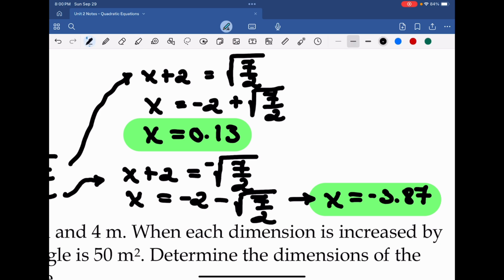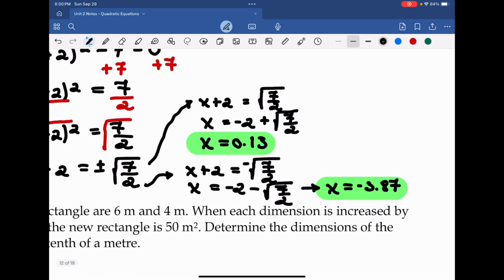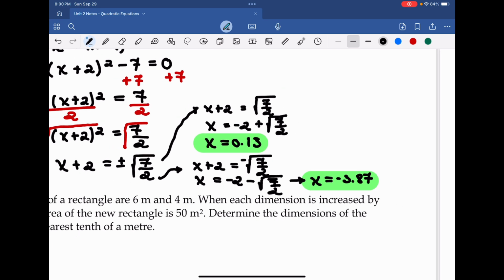Perfect. So just be careful that when you're taking the square root, you do the positive and negative case, because a lot of you, when you first start doing these, might be like, oh, that's good enough. I just square root it and that's my one solution and we're good. No, it's always got to have the plus or minus there.